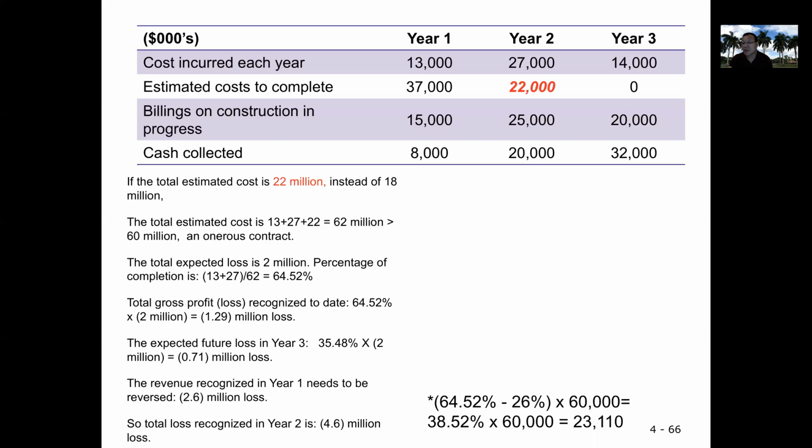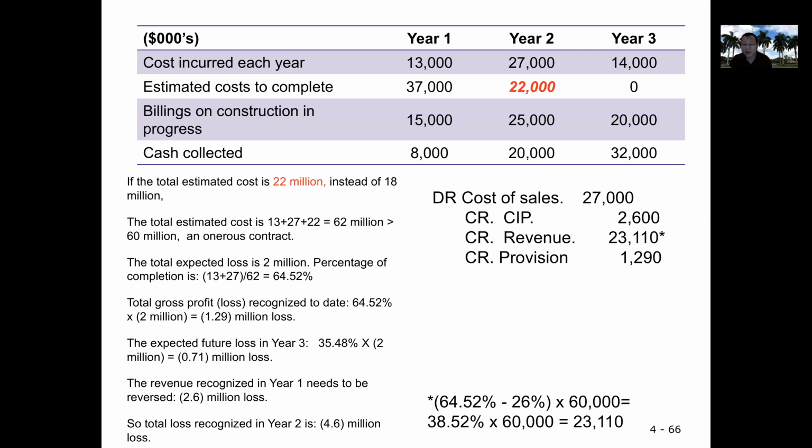Okay, so what's my journal entry? What is my journal entry then? Okay. So I'm going to talk about the revenue recognition here, the journal entry. So you debit the cost of sales, that equals the actual cost of year 2. And in year 2, the actual cost is 27,000. Okay. And then you want to recognize your revenue. What is my revenue? Okay.